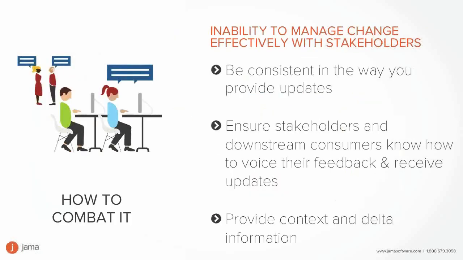So we should be consistent in the way that we're providing updates to our stakeholders. They should know what to expect from us when we are making changes or modifications. And our stakeholders and downstream consumers should know how to voice their feedback and receive updates. Again, they should be aware of how we operate as a team. So if they don't see anything, they should understand that nothing has changed. But if they do want to understand the modifications and the changes and the shifts and the tilts that we're making on the project side, they should have a way to look at that.